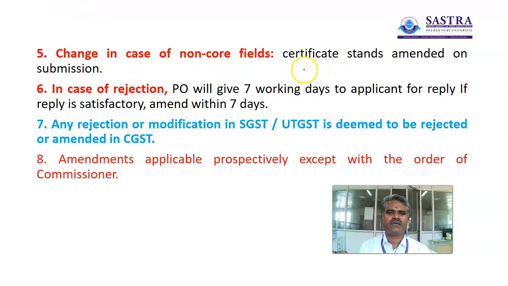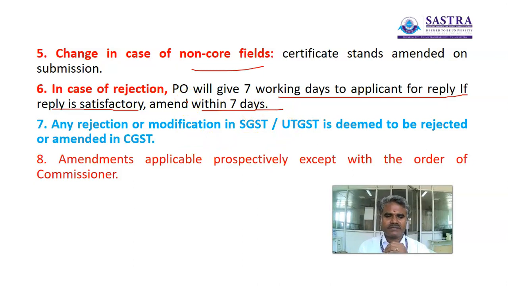Changes in case of non-core field, certificate amendment or submission. In case of rejection, PO will give 7 working days to the applicant for reply. If the reply is satisfactory, it is amended within 7 days. It's possible. Majority of the cases, 7 days are the time limit. So 3, 7, 15 for registration and 30 for date of liability for registration. So these are the days we use: 3, 7, 15, 30 for GST registration.